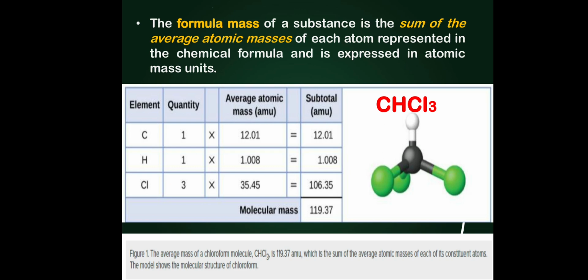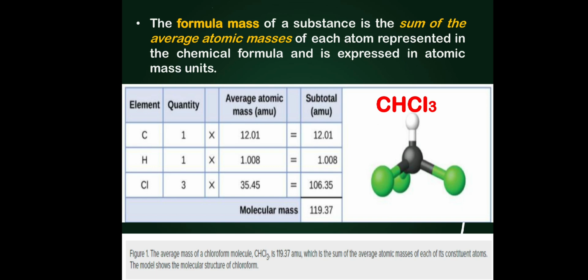In the formula mass, we have to list all of the symbols or elements presented in chloroform. What is in chloroform? We have carbon, hydrogen, and chlorine. For the quantity, how many atoms are presented in each element? As we know from general chemistry, if the element has no subscript, it has an invisible 1, so its number is 1 right away.